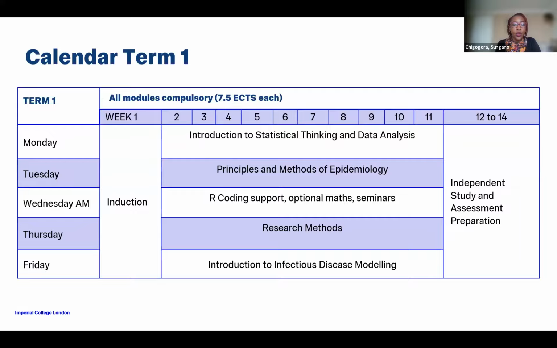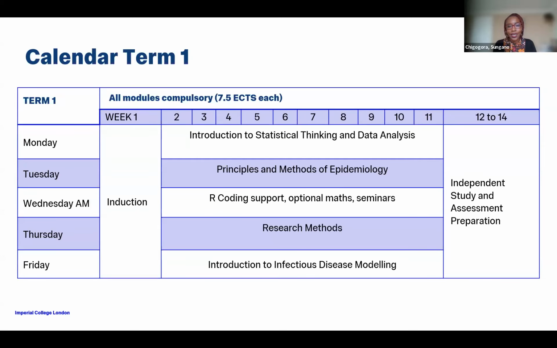On Wednesdays, you don't have a credit-bearing module, but you will have an opportunity to develop and practice your R coding skills as well as mathematical skills. We use R on this program, so we get R coding support on Wednesdays, which I will encourage you to attend right now, as well as an induction.